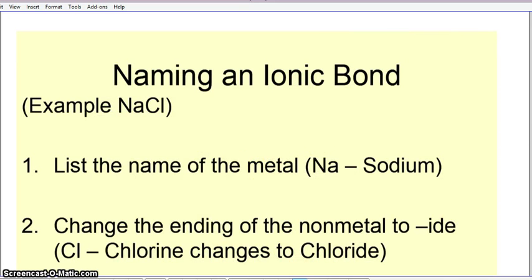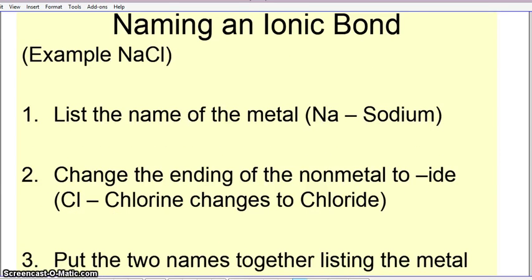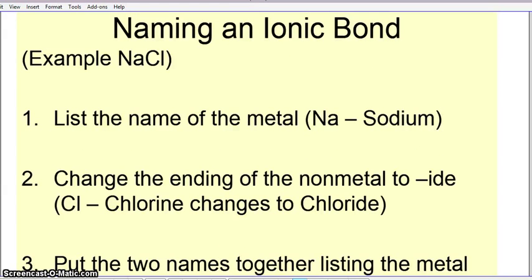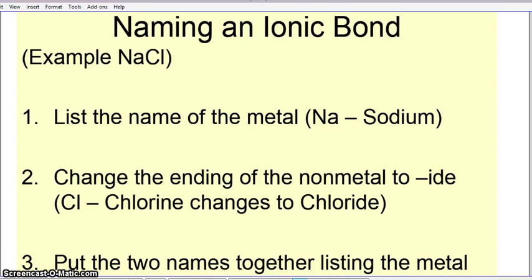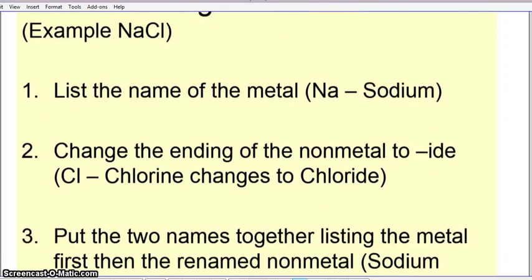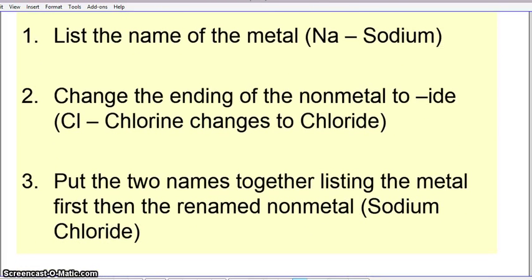When you talk about ionic bonds, we're talking about naming them. For example, list the name of the metal first. So you always start with the metal, so Na equals sodium. Then you change the ending of the nonmetal to IDE. For example, chlorine changes to chloride. So when you put the two names together, it's called sodium chloride. The nonmetal always changes to an IDE.